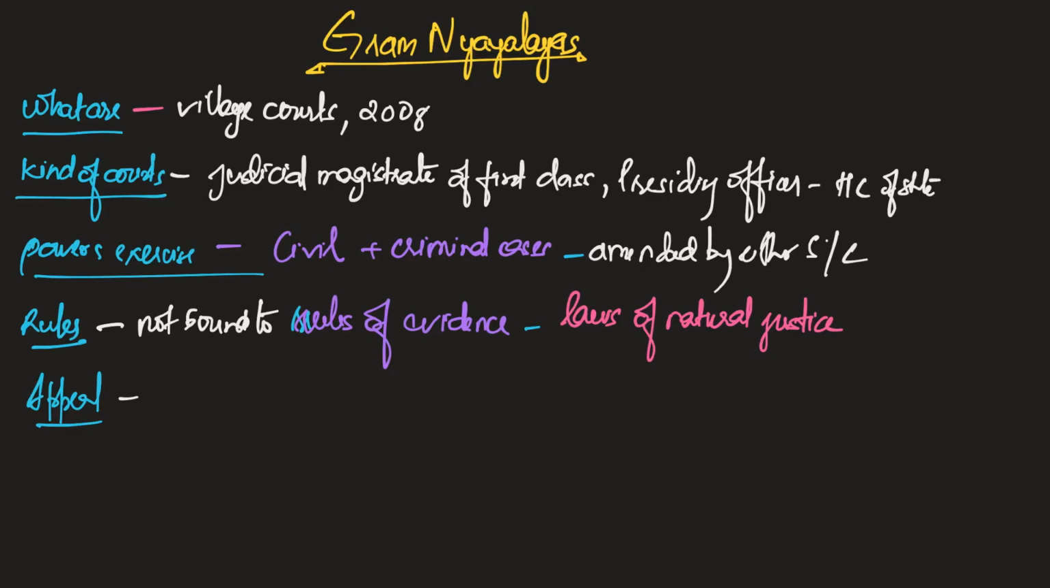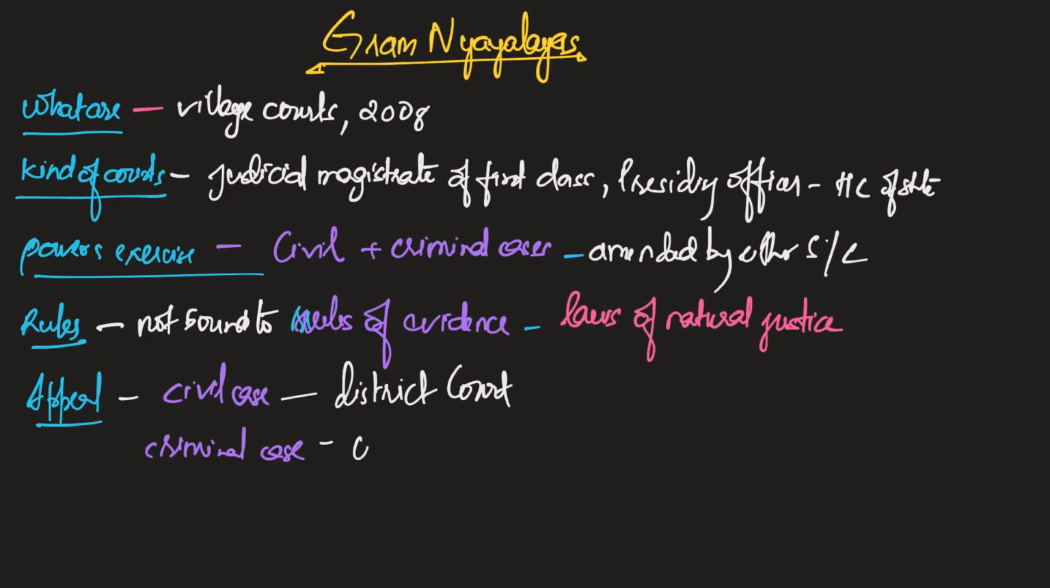Now, what if there is a decision in the Gram Nyayalaya and the petitioner has to go for appeal? The appeal is of two types: one, if it is a civil case, and the other, if it is a criminal case. In a civil case heard in Gram Nyayalaya, the appellate authority will be the district court, whereas in criminal cases, the appellate authority will be the court of session. That is the fundamental difference between appeals against Gram Nyayalaya in civil and criminal cases.